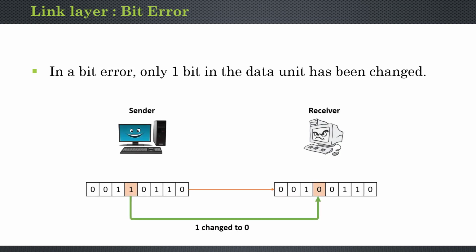We have a sender and we have a receiver. The sender is sending some information, but the receiver is receiving a different information. In this example, we can see that there is a change in exactly one bit, which is the fourth bit. So at the sender side, the fourth bit is a 1, but after transmission, the receiver has a 0 in the fourth bit. All other bits in the data unit remain unchanged. When there is only one bit change, we call it a bit error.